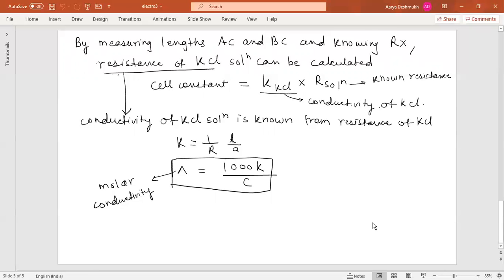Now, in the next video, we will be talking about the conductivity cells.